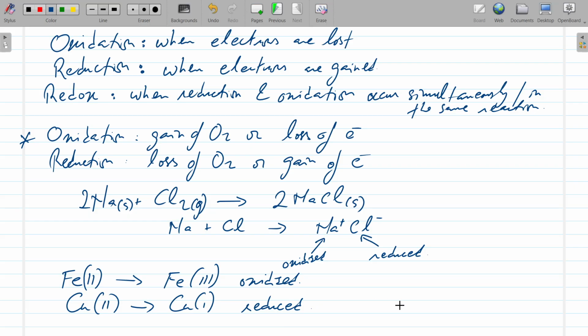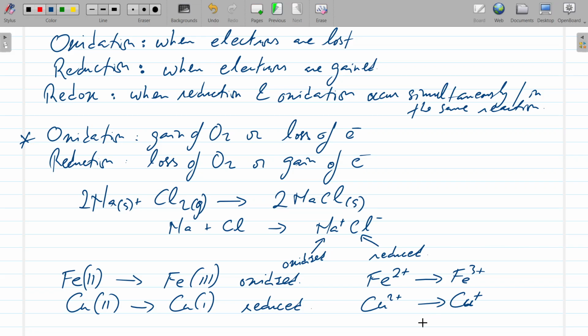Okay, so if I write it out over here as Fe2+ going to Fe3+ and Cu2+ going to just Cu+.